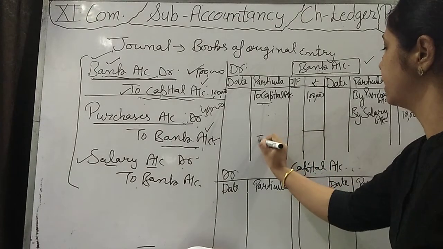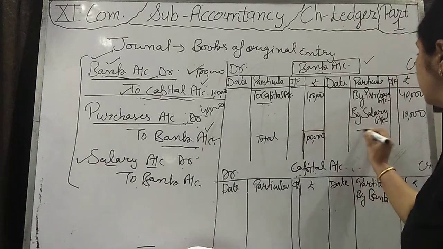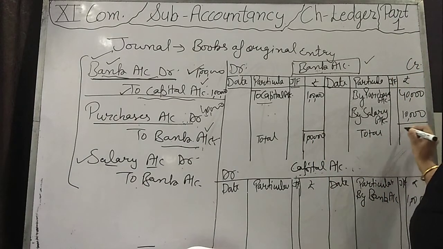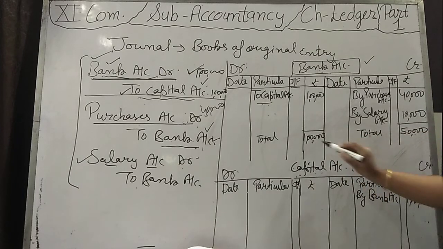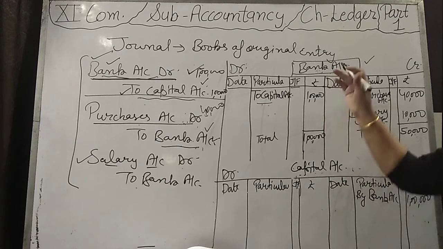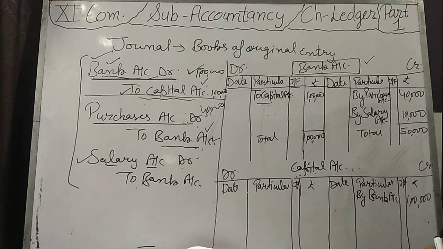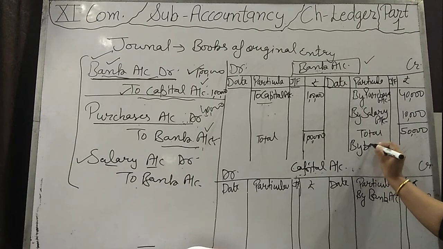Total, you can write here total 1 lakh, and total of credit side is 50,000. This is total. Then the difference of both side totals, 1 lakh minus 50,000, is 50,000. So that is the balance of the bank account at the end of that month. We will write here by balance carried down.